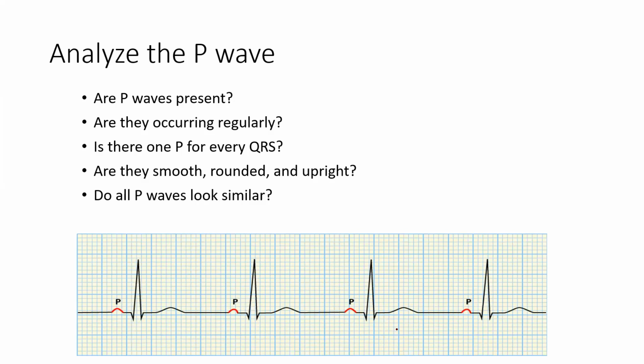So for this one, you can check this one out. They come right before a QRS. They are present. They appear to be very regular in between the P's. They're all smooth, round, and upright, and they look relatively similar.